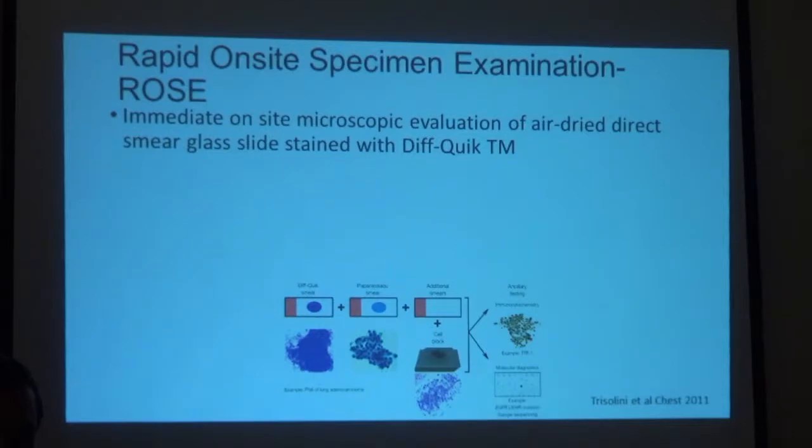Here you want it to air dry, so you put a small quantity, you air dry it, and you put the DiffQuick stain, unlike the other stain, the Papanicolaou stain, that's used in the usual samples. You use a quick dip stain, and then the pathologist will look at it on site. And what they tell you, they don't give you a diagnosis, but they tell you if it's adequate or not.